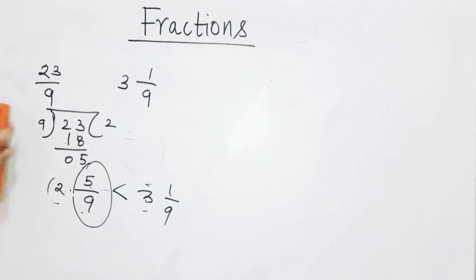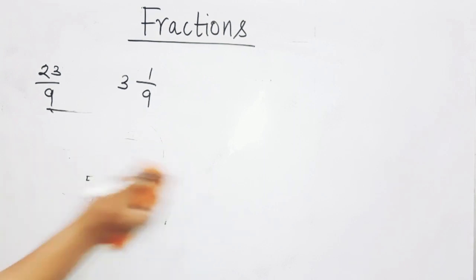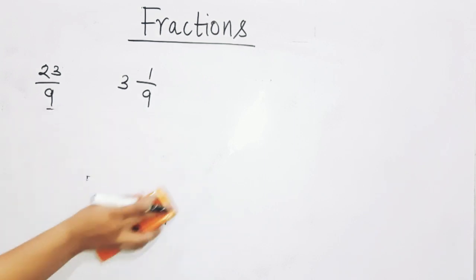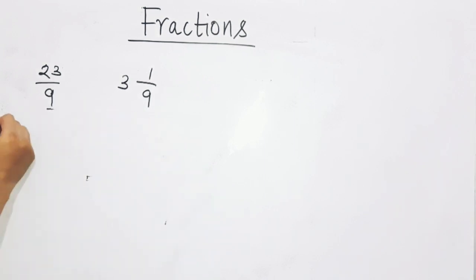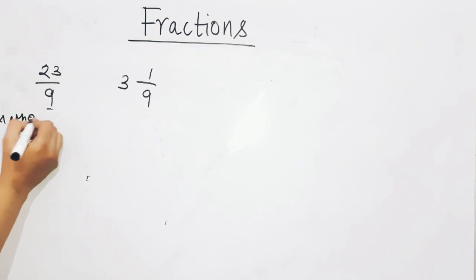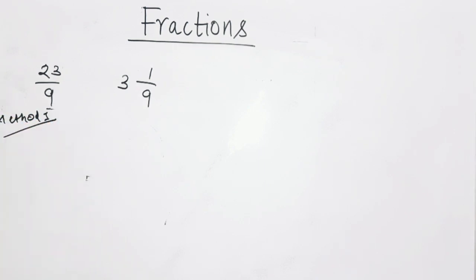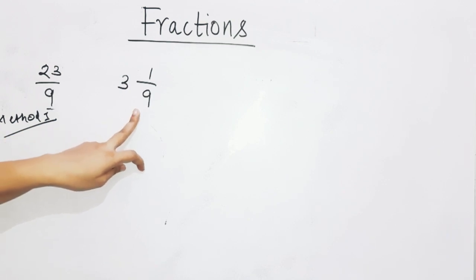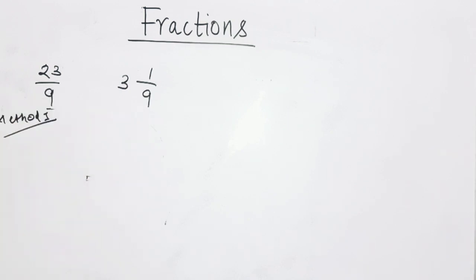So please pay attention. I am taking the same example for the next method. So this is method number 2. As per method 2, in the previous method what did we do? We converted the improper fraction to a mixed fraction. Now in this method we are going to convert the mixed fraction to an improper fraction.